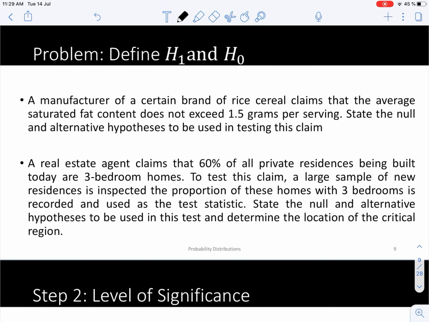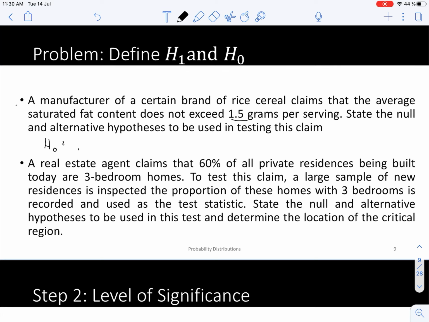Here we're given some problems, and we're asked to define both hypotheses. So let's read them. A manufacturer of a certain brand of rice cereal claims that the average saturated fat content does not exceed 1.5 grams per serving. State the null and alternative hypothesis to be used in testing this claim. So the manufacturer is claiming that the content does not exceed 1.5 grams.